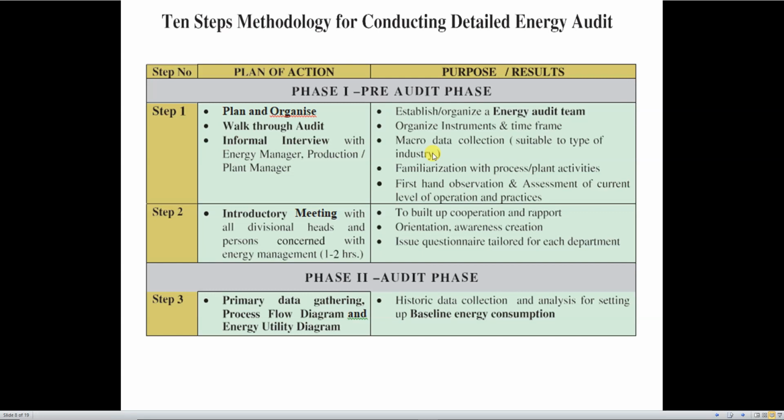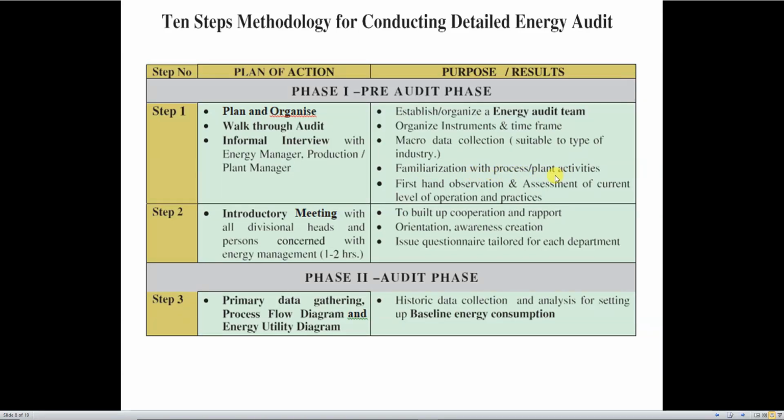Okay, so these are kind of macro data, which is important, which can be obtained by an informal interview with the manager, or plant manager, or even production manager. Now because of this informal interview, we are going to be familiarized with the process or plant activities.